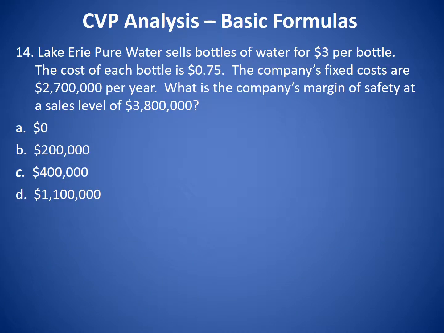Okay, another formula. Lake Erie Pure Water sells bottles of water for $3 a bottle. The cost of each bottle to make is 75 cents. The company's fixed costs are $2,700,000 a year. What is the company's margin of safety given a sales level of $3,800,000? So again, do your calculation, stop the video. When you are ready, restart your video.